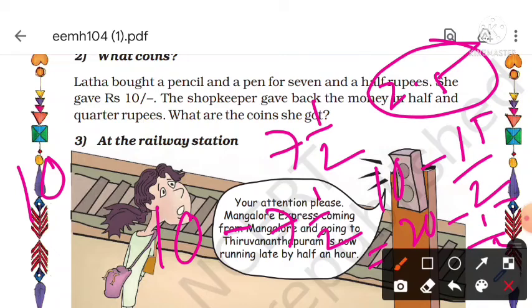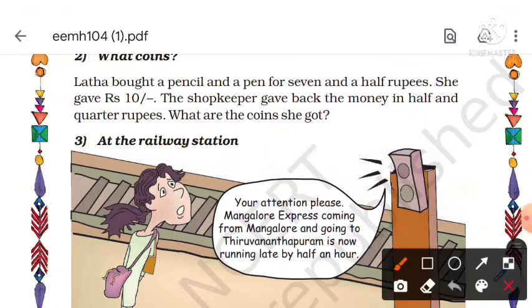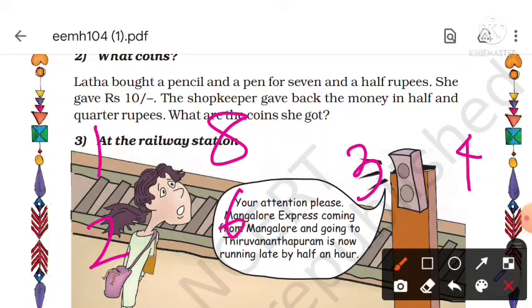So the shopkeeper can return the 2.5 rupees in many ways. 1 half coin and 8 quarter rupees coins, or 2 half rupee coins and 6 quarter rupee coins, or 3 half rupee coins and 4 quarter rupee coins, otherwise 4 half rupee coins and 2 quarter rupee coins. Okay, got it?